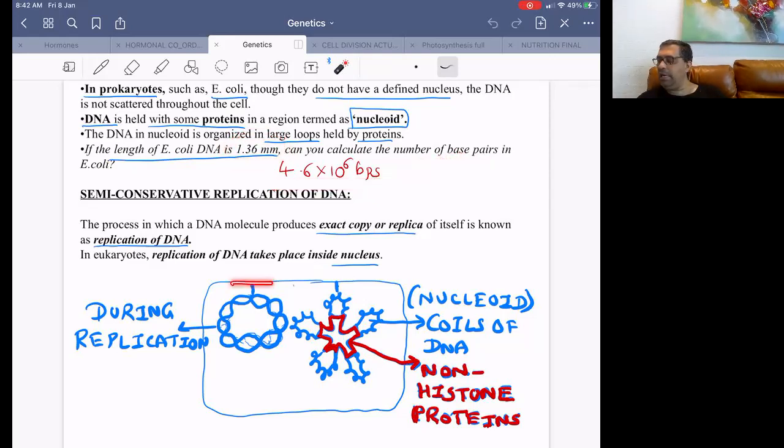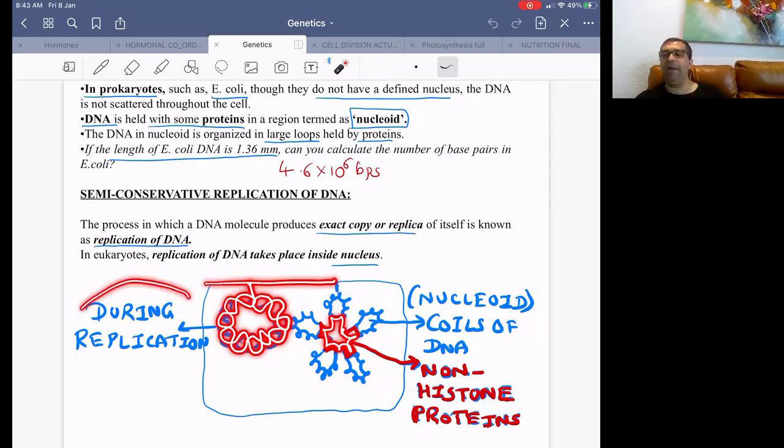And this is the DNA in the interphase. When this DNA goes into the replication phase, all its proteins disappear and the DNA looks like a circular DNA. So this is the circular DNA, and it has two coils held together to the cell membrane. And this is DNA during replication.